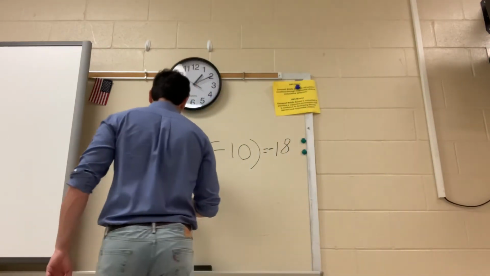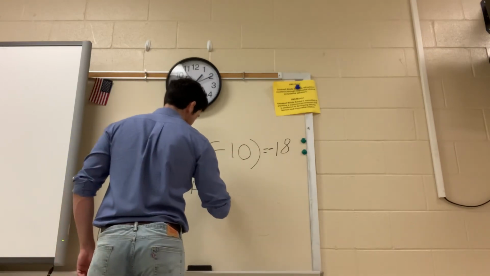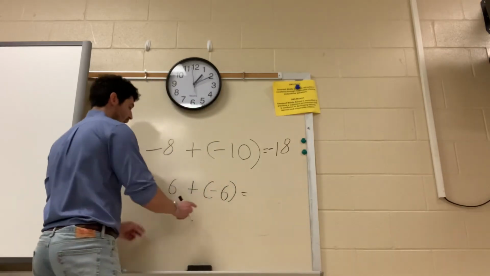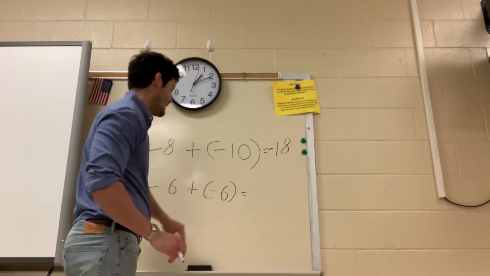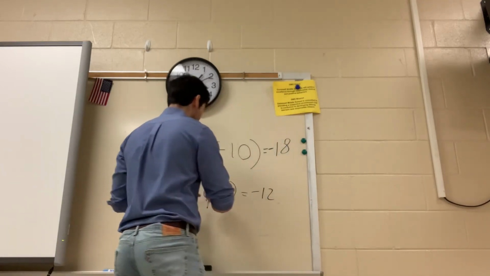Another one, we have -6 plus -6. Okay, I'm adding, I have the same sign, therefore it's going to be 6 plus 6 equals 12. And it's going to be negative because I'm keeping their sign.